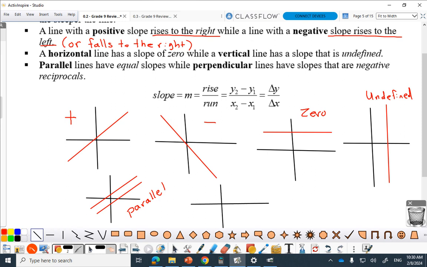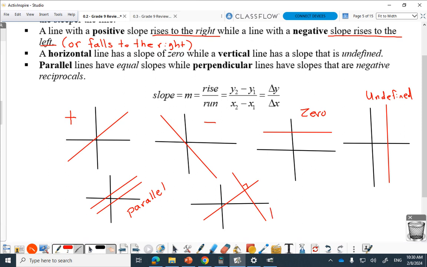Now, this is a little harder to draw. I've got to be a little careful here, so I don't draw something that you look at and think, I don't think you did a great job there, Mr. These lines are called perpendicular.